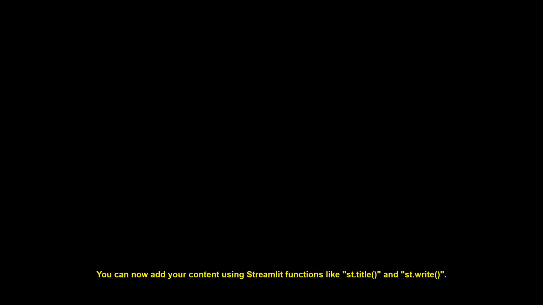You can now add your content using Streamlit functions like st.title and st.write. Save your changes to app.py. To run your app locally, type streamlit run app.py in the terminal. You should see a new browser window showing your application.